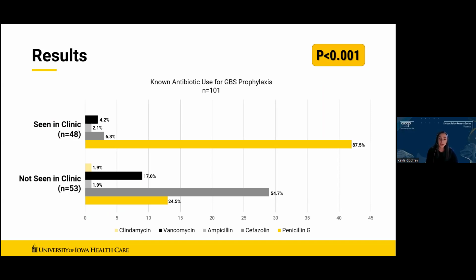Looking at our known antibiotic use for GBS prophylaxis during delivery, we had 101 patients that we were able to identify antibiotic use for GBS. As you can see here, 48 patients that were seen in clinic. Of those, 87.5% of patients were able to use penicillin G. In comparison of those not seen in clinic, only 24.5% got penicillin G, and this was statistically significant. I'll also point out, of those not seen in clinic, a good portion at 54.7% did receive cefazolin.